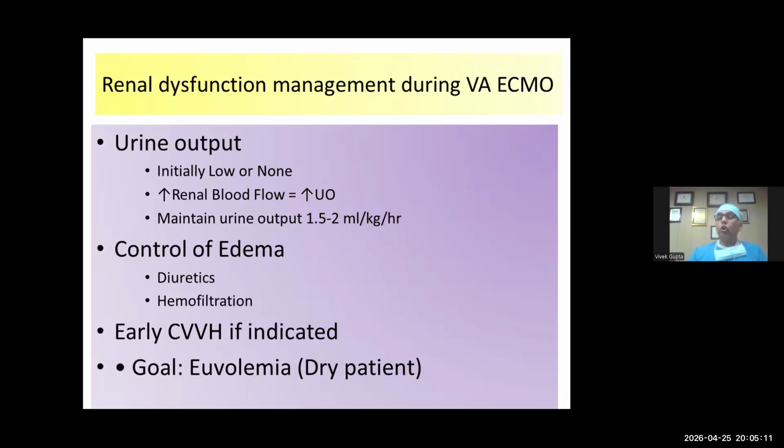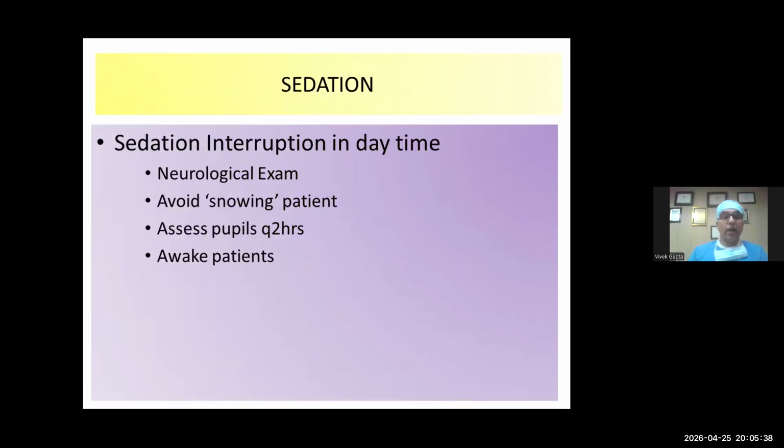Renal dysfunction is pretty common on VA ECMO, and the incidence of acute kidney injury is as high as 50 to 60%, and almost 30 to 40% of these patients, who do not open up, require some form of CRRT. Usually, these patients, because of cardiogenic shock, will have a drop in the urine output. But once the cardiac output improves because of VA ECMO, these patients improve, but sometimes they require CRRT.